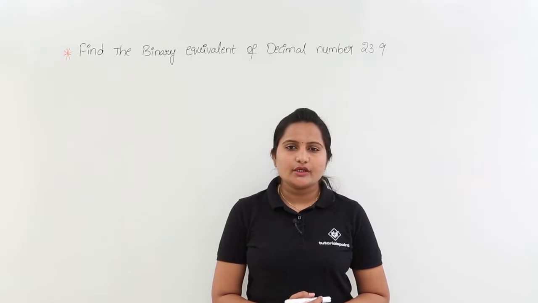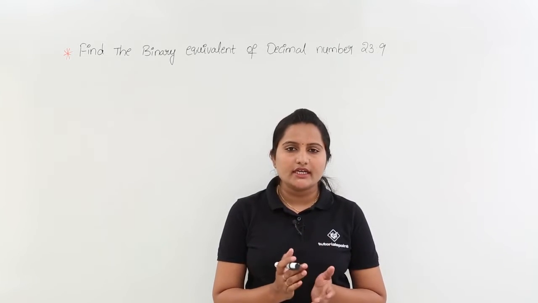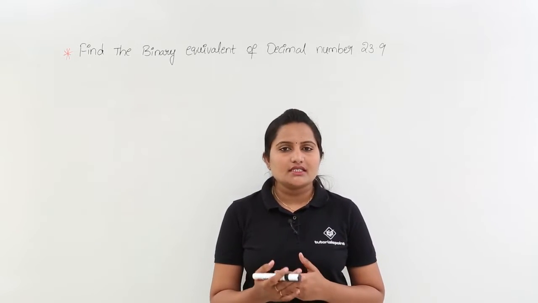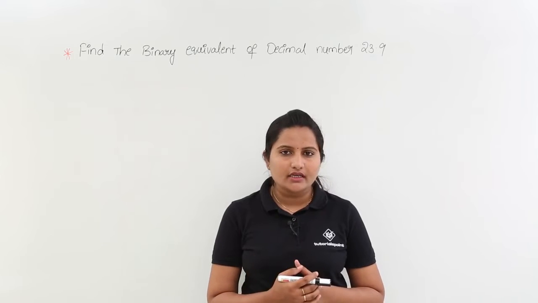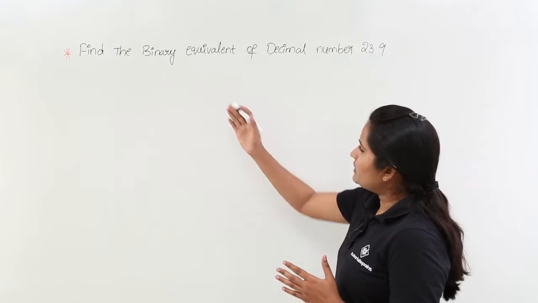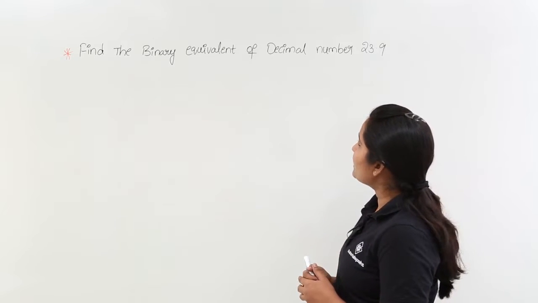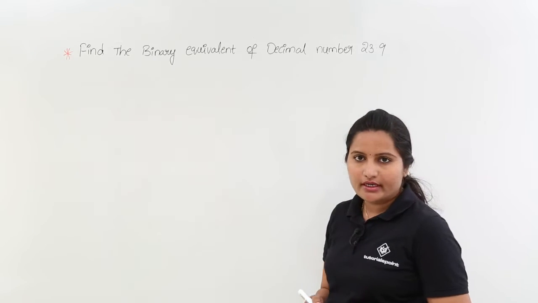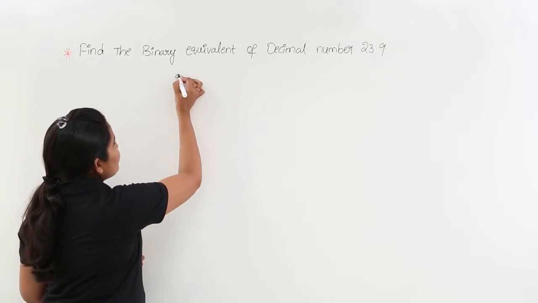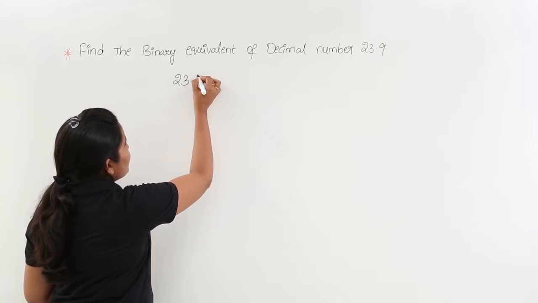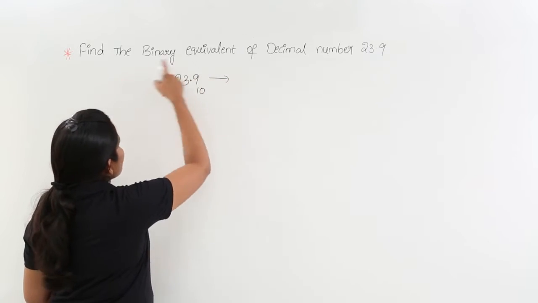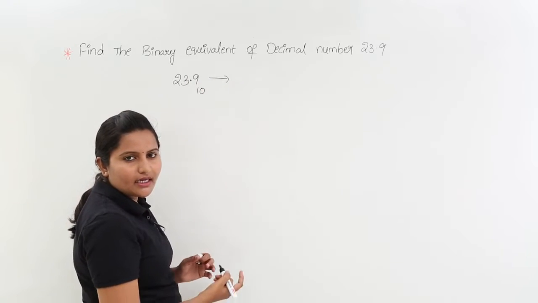In this class we are going to discuss one problem related to the binary equivalent of a decimal number. So, for example, any decimal number is given to convert into binary. That model we are going to discuss here. So, here the problem is: find the binary equivalent of the decimal number 23.9. We have a decimal digit also, that means the problem states that 23.9 is a decimal number, so we need to find out the binary equivalent of that.